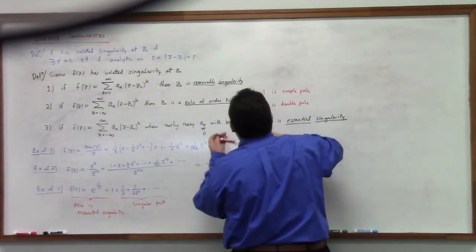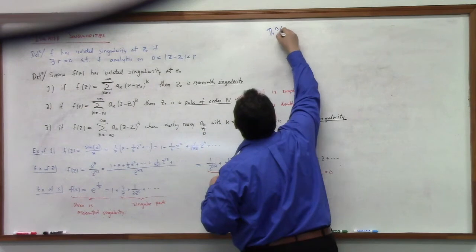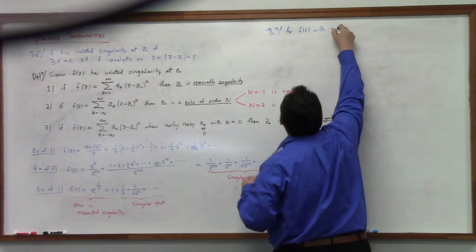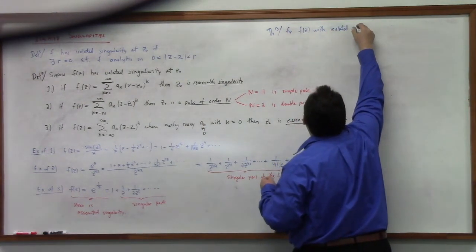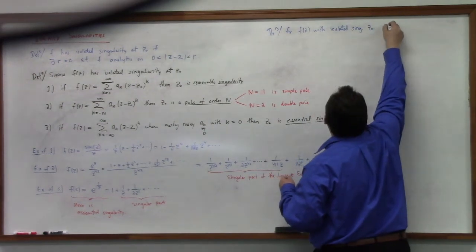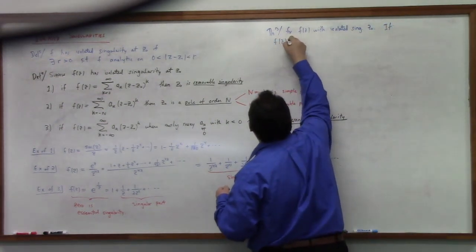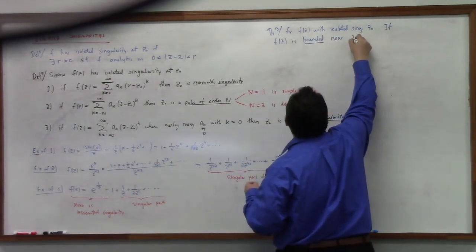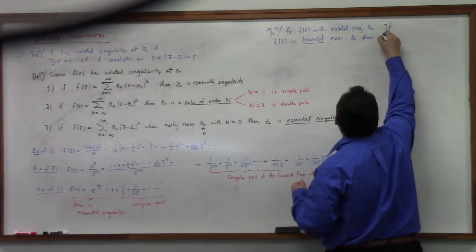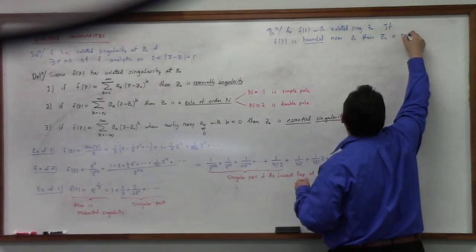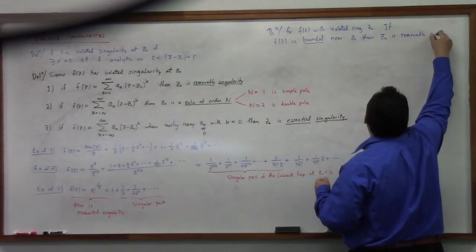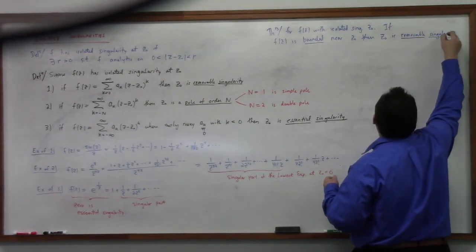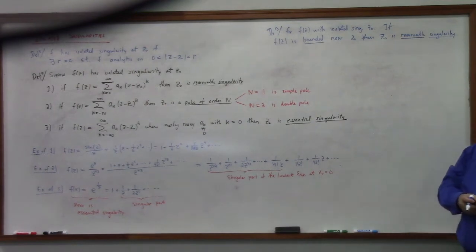So, theorem: for f of z with isolated singularity z0, if f of z is bounded near z0, then z0 is a removable singularity. In other words, another way to think about a removable singularity is it's the complex analog of a hole in the graph. It's pretty much that.